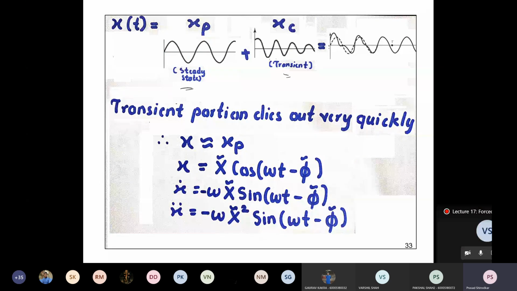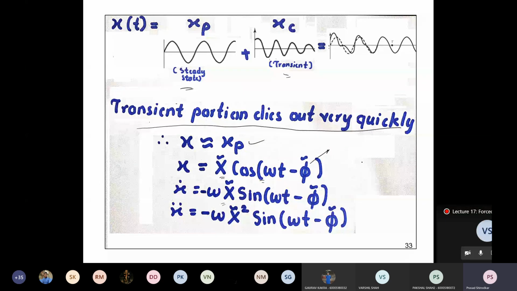The transient is the one which has the negative exponential term attached to it, so the amplitude goes on decreasing, and the transient portion dies out very quickly when you start the vibration. So the solution can be approximated to a particular solution, and this is the equation of the displacement, velocity, and acceleration. As you can see, the response will have some phase lag.